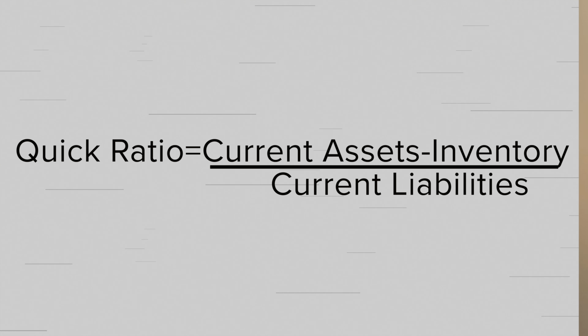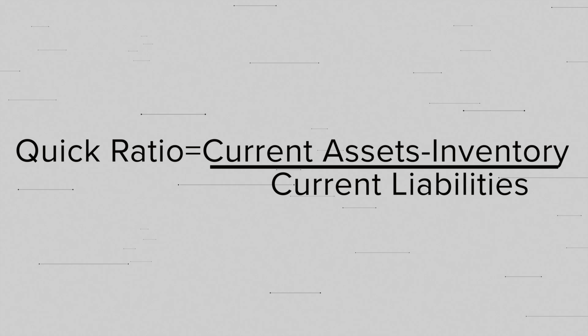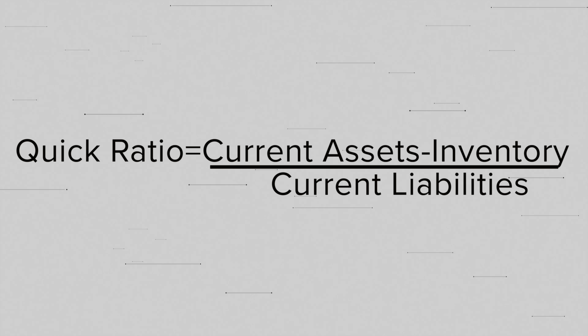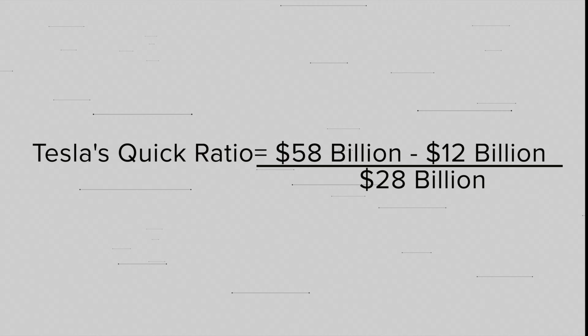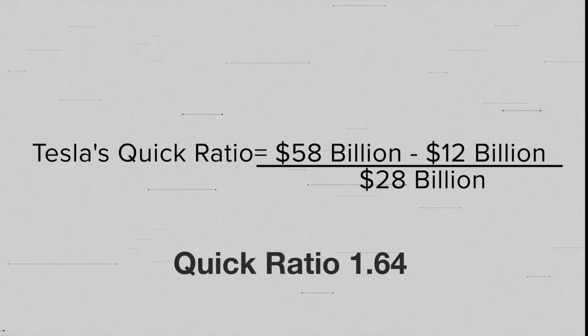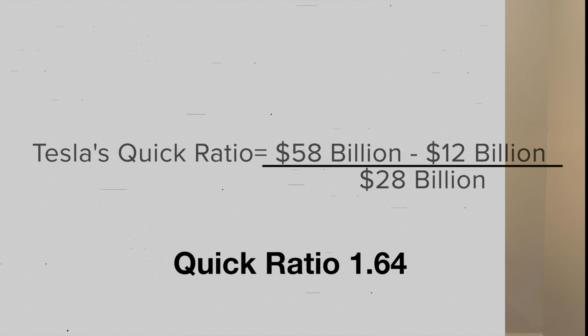Next, we have the quick ratio or acid test. This formula is current assets minus inventory divided by current liabilities. So why do we subtract inventory? Because you can't always sell inventory instantly for cash. This ratio tells you if you can meet obligations without relying on unsold stock. So using Tesla, we have $58 billion in current assets as mentioned above, $12 billion in inventory, and same as above, $28 billion in liabilities. Therefore, we have a quick ratio of 1.64. So if this dropped below 1, you might struggle to cover your debts if sales slow down. Analysts use this to gauge true short-term strength.